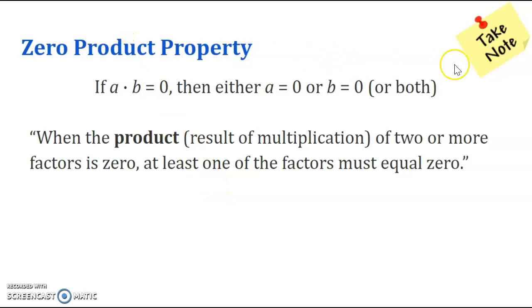I want you to pause the video and take notes here. If A multiplied by B is equal to 0, then either A is equal to 0 or B is equal to 0, or both. So, when the product, the result of multiplication of two or more factors, is 0, at least one of the factors must be equal to 0.